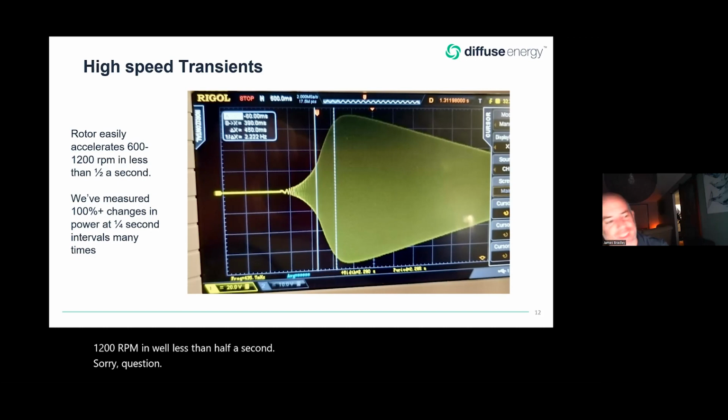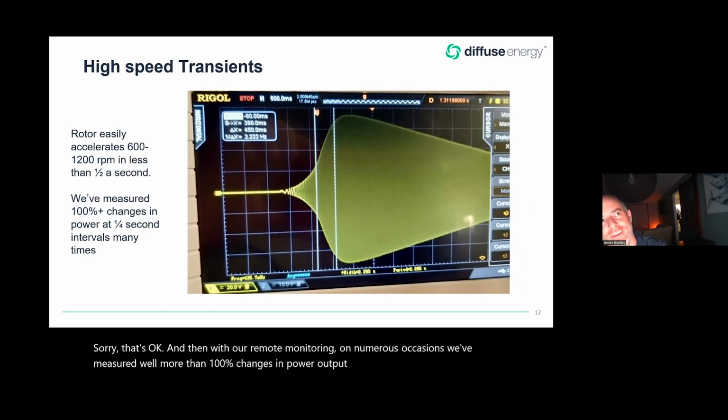And then with our remote monitoring, on numerous occasions we've measured well more than 100% changes in power output in quarter-second intervals. And so to keep up with that control and not have the turbine run away on you in gusty conditions is pretty important.